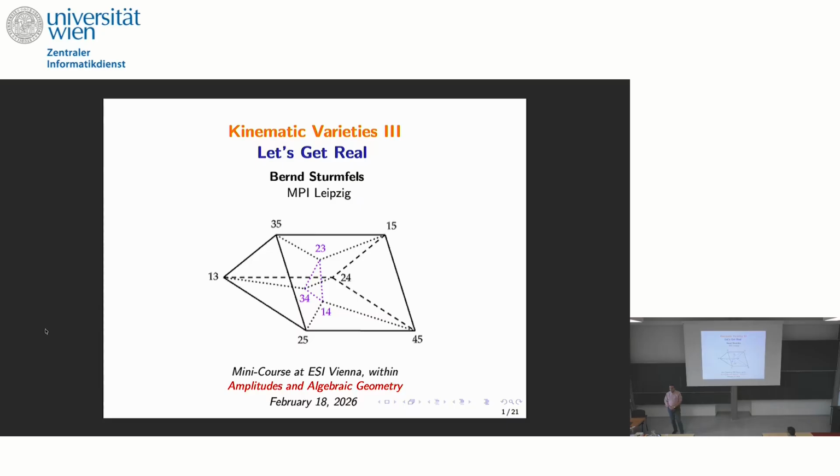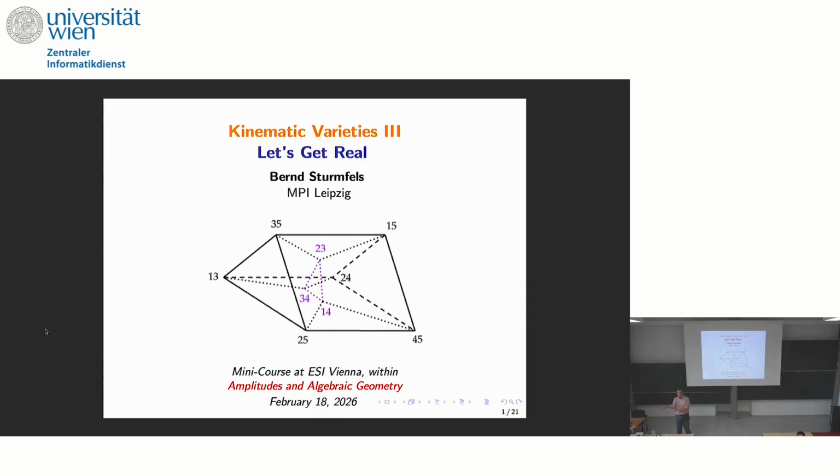Okay, good morning. So let's get real. This picture is a picture of a four-dimensional convex polytope. It's a direct product of two triangles. So just while people come in, that's a four-dimensional polytope.